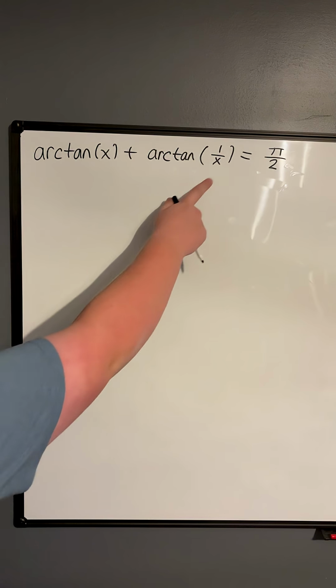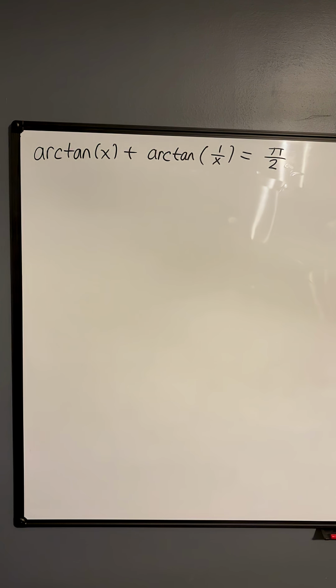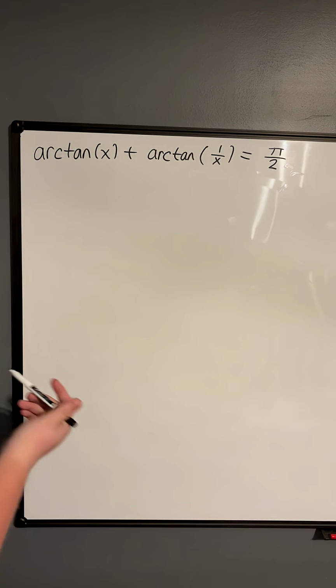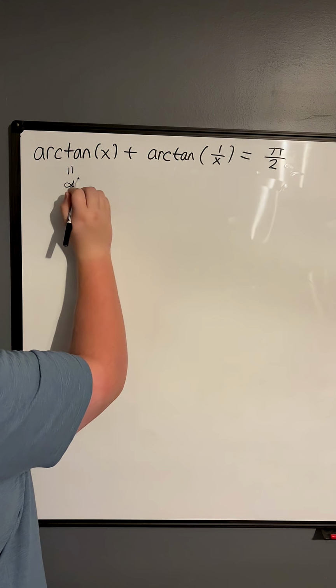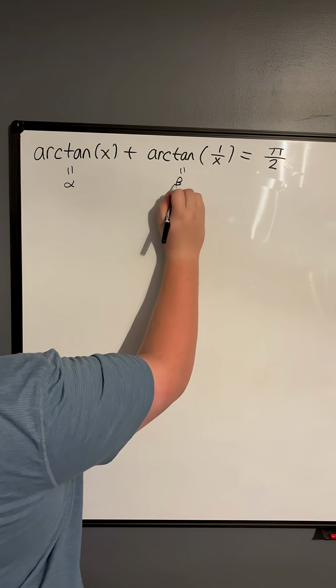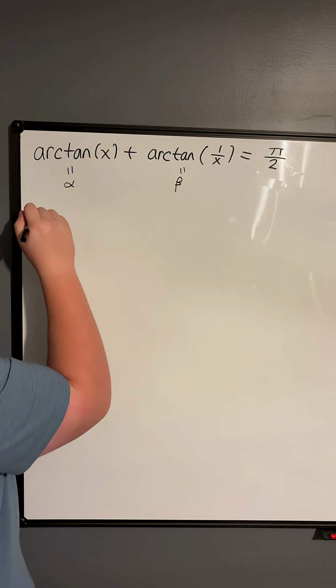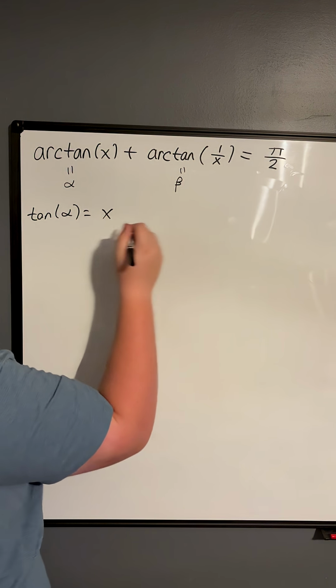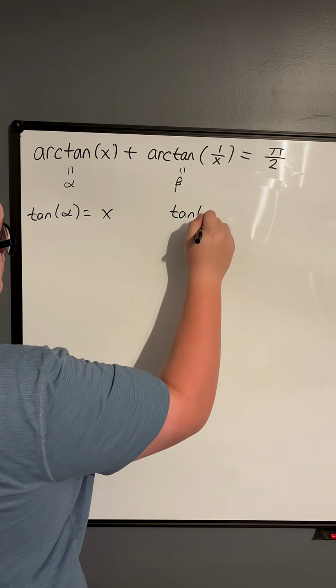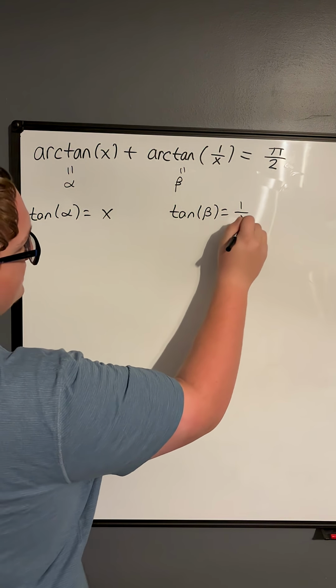Of course, x cannot be 0 because it would be dividing by 0. But let's talk about how we can actually show this. So let's say that we let arctan of x equal alpha, and we'll let arctan of 1 over x equal beta. Okay, then what we have is tangent of alpha is equal to x, and tangent of beta is equal to 1 over x.